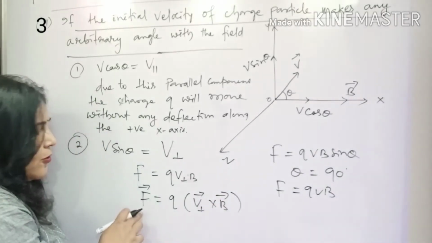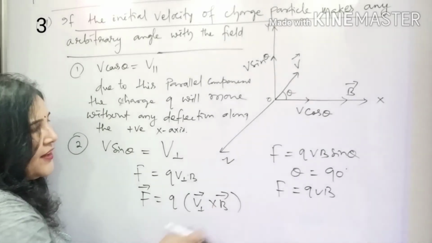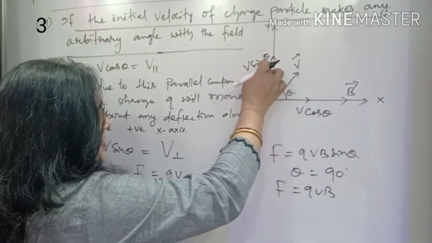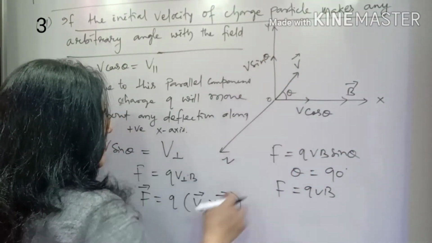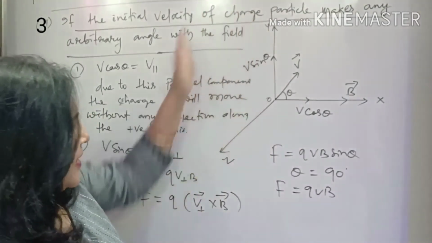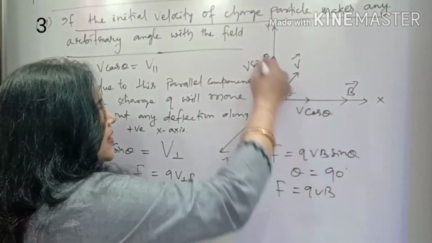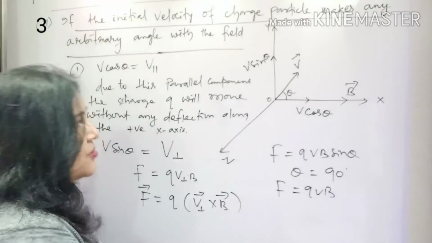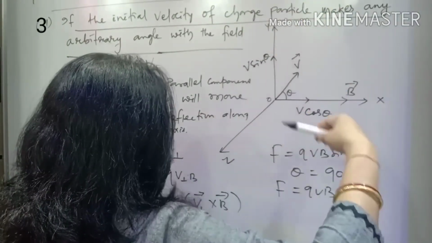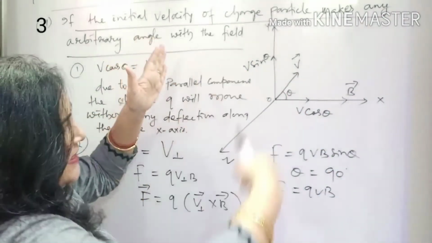And as I said, the force will always be perpendicular to the plane containing v and B. Given the direction of B and the direction of v perpendicular, the force direction will be perpendicular to both. That means the force will act in the YZ plane, perpendicular to B and v sin theta. Due to that, the charged particle will move along this path, and its plane will be the YZ plane.